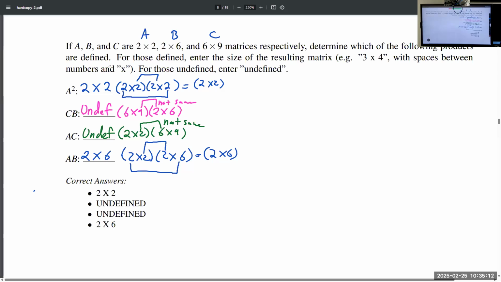So again, in this problem we are just finding what the dimensions are. We didn't actually multiply anything. If they have the same inner dimensions, then it'll output the outer dimensions. But I promise we're going to see this, not just talk about it.